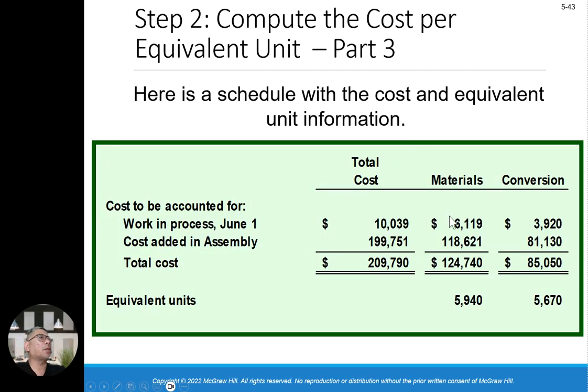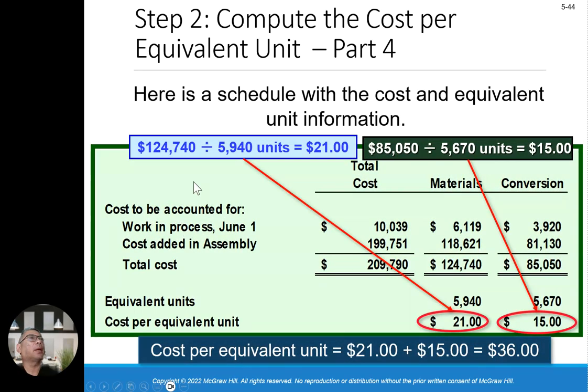You're going to plug in those numbers: materials, conversion, and then cost added in assembly, materials 127 here, okay, and then the total equivalent units are 5,940 and 5,670. We're going to look at the detail of where it comes from in the next slide. 127 divided by 5,940, you get $21, okay, there you go, cost per equivalent unit. And then for this one, 85,050 divided by 5,670, you get $15. So the cost per equivalent unit will be $21 plus $15, you get $36. So that's how you're going to calculate, okay?